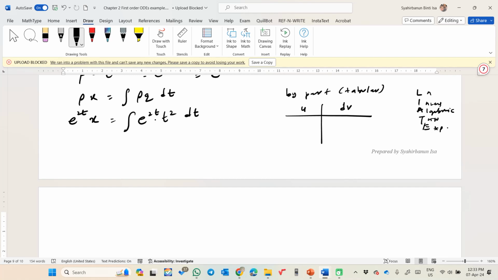For this case, we have exponent and polynomial. Polynomial is under algebraic, and trigo and exponent are at the bottom. So of course we choose u as t squared, and dv as e to the 2t. u we differentiate, dv we integrate. Until when do we differentiate? Until we get 0. So t squared differentiates to 2t, differentiates once again to 2, and once again is 0. Then stop.